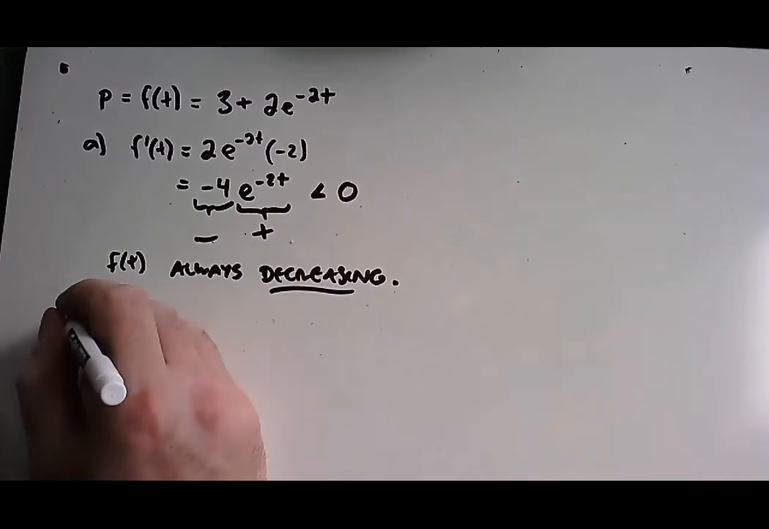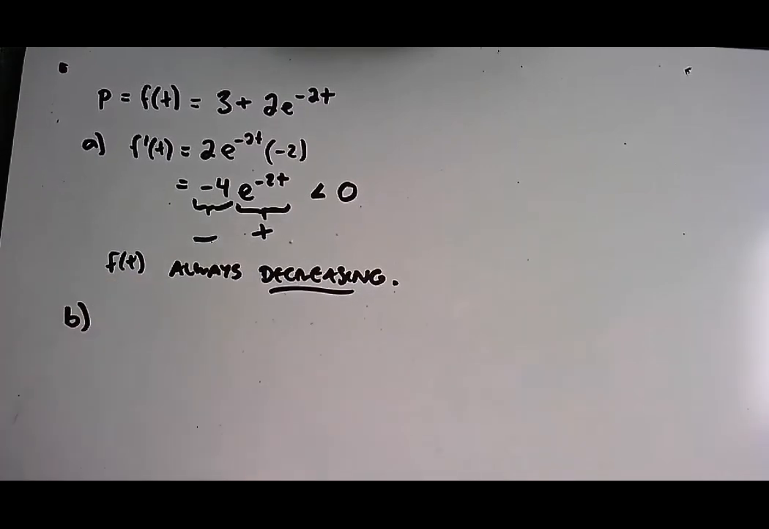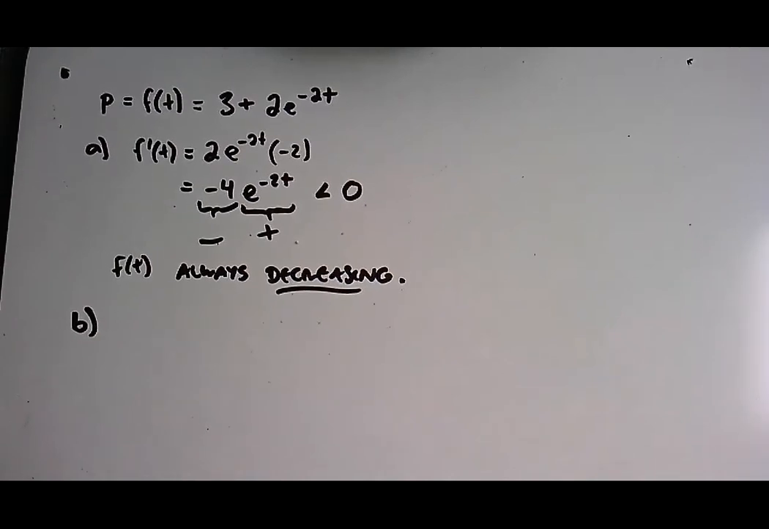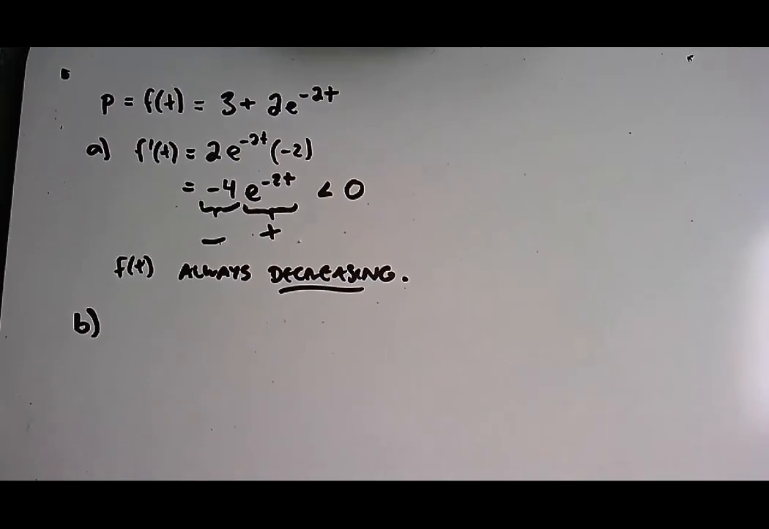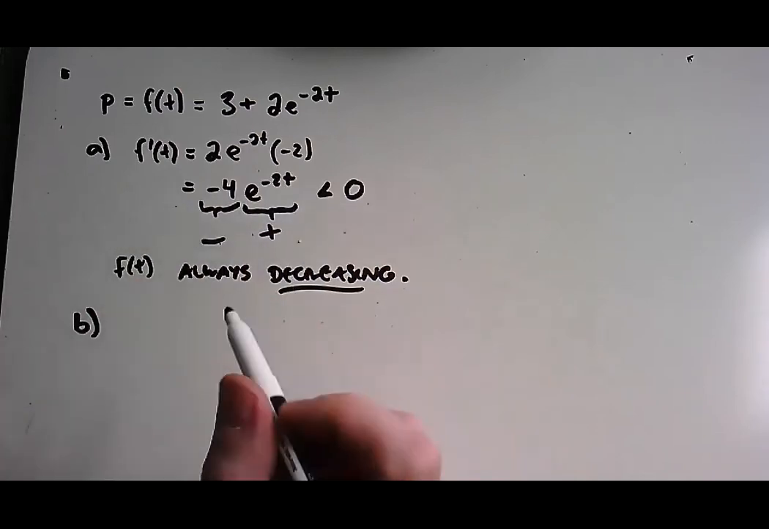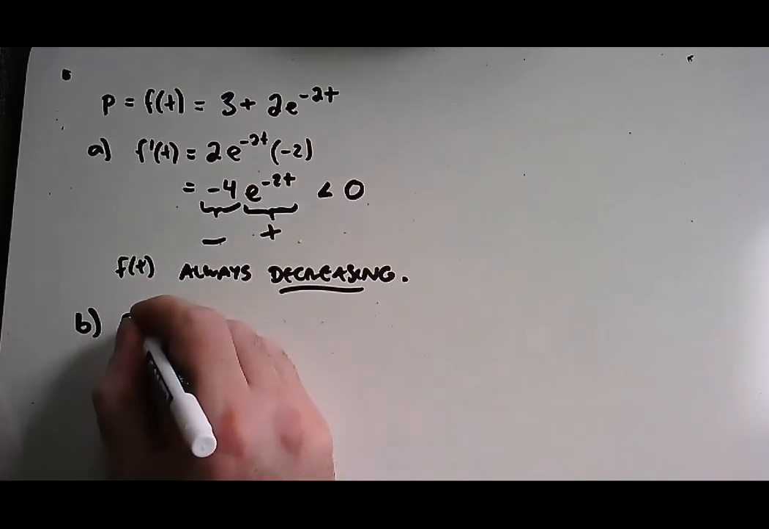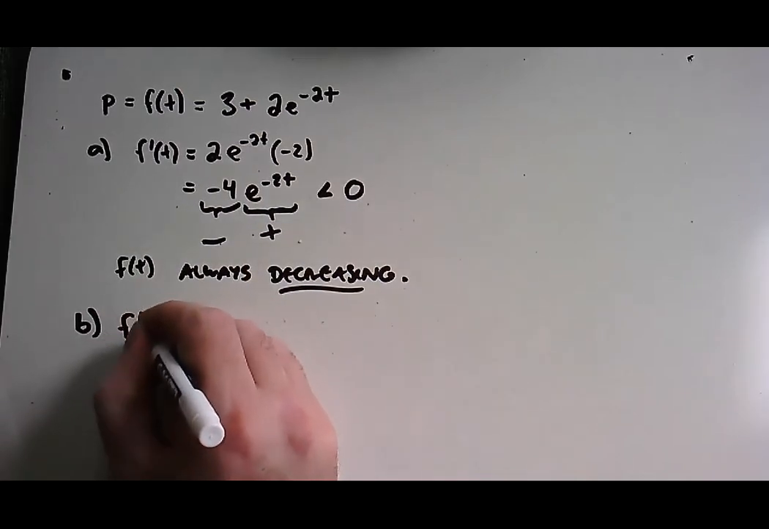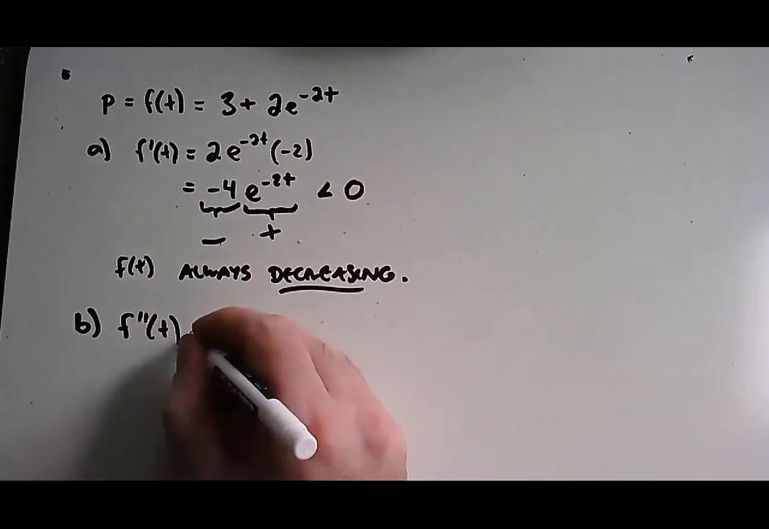Okay, part B asks us about concavity of the function. Concavity, of course, is given by the second derivative. Again, when the second derivative is positive, we have upward concavity. When the second derivative is negative, we have downward concavity. So we've just calculated f prime of t up here. So let's calculate f double prime of t just by taking the derivative of f prime.